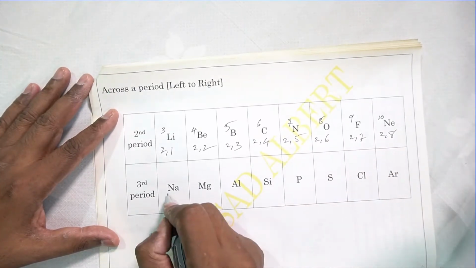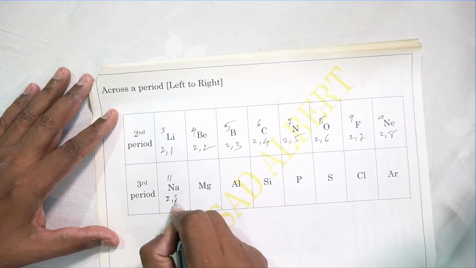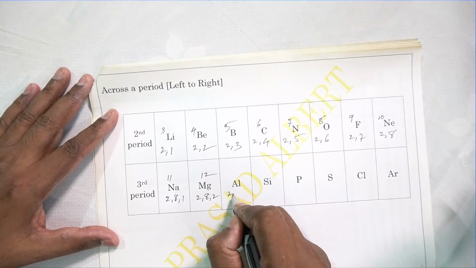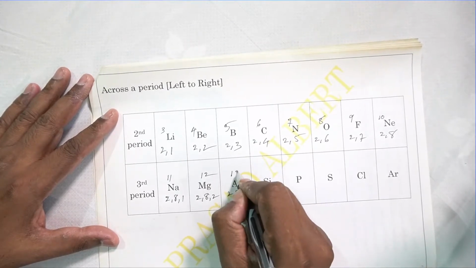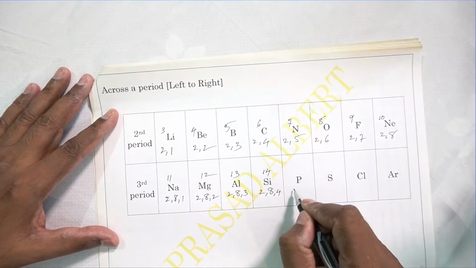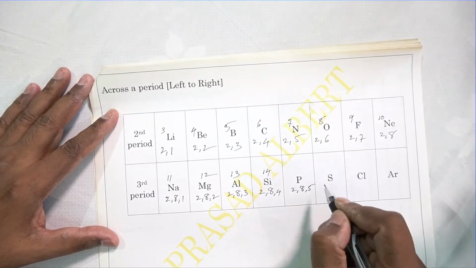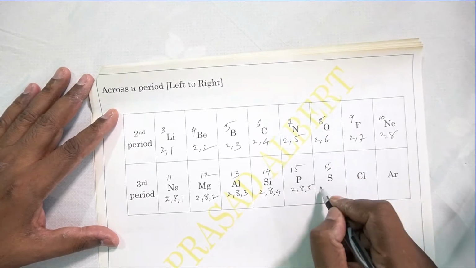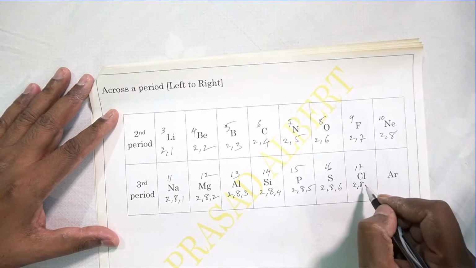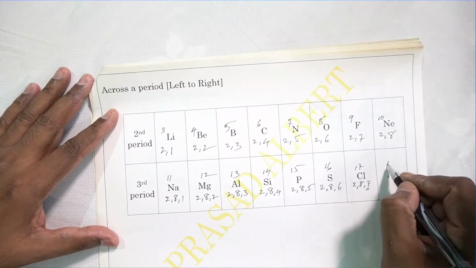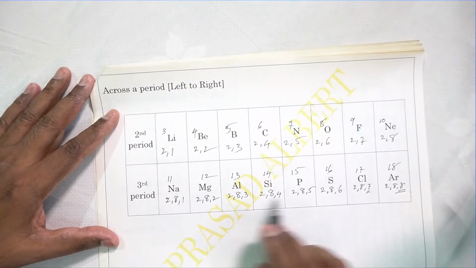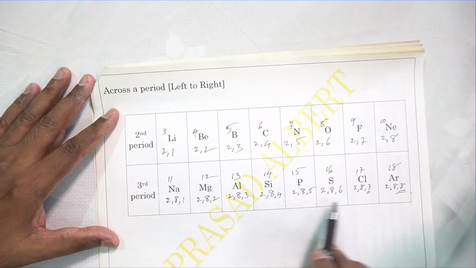So these are the configurations. Now in the third period we have sodium 11, 2, 8 and 1, magnesium 12, 2, 8, 2, 13 is 2, 8 and 3, 14 is 2, 8 and 4, 15 is 2, 8 and 5, 16 is 2, 8 and 6, 17 is chlorine with 2, 8 and 7. See, one electron short. 18 is 2, 8 and 8. Complete octet. So this is the situation of period 2 and period 3.